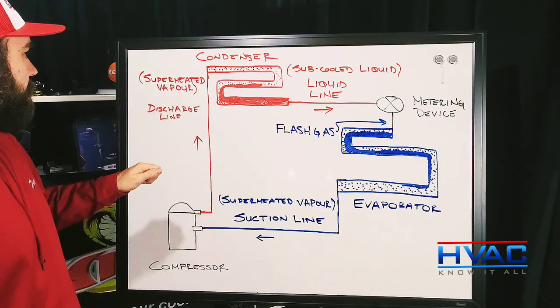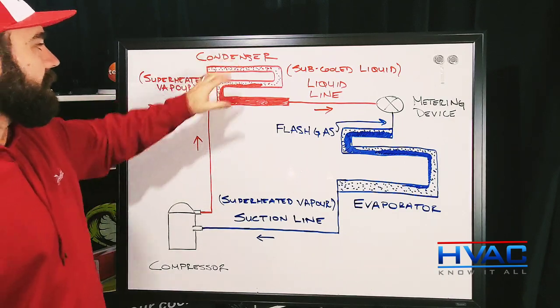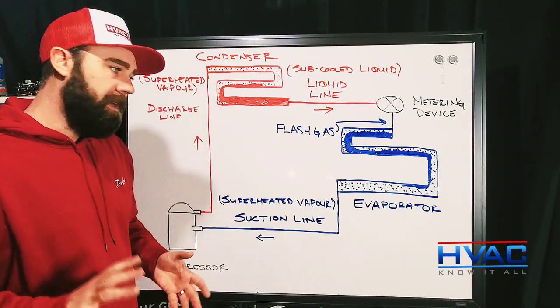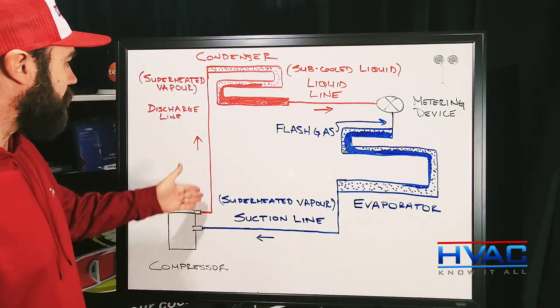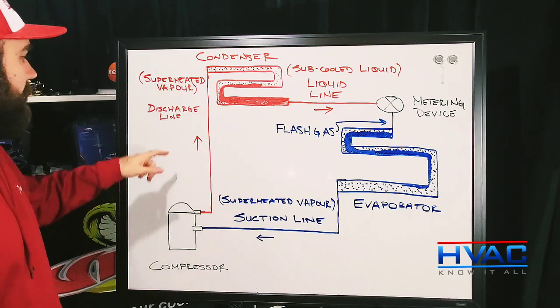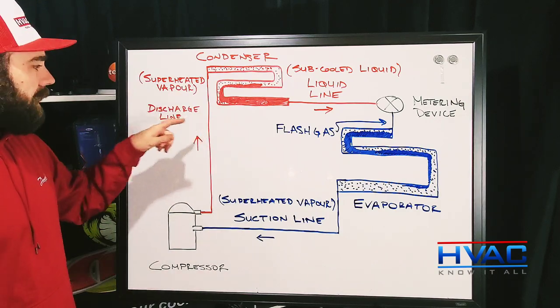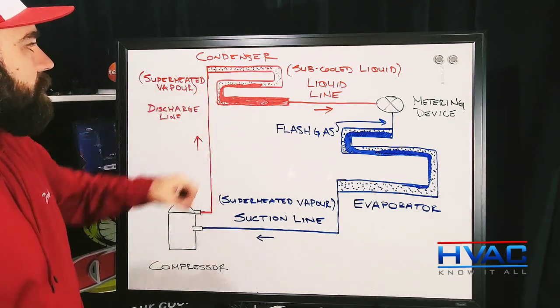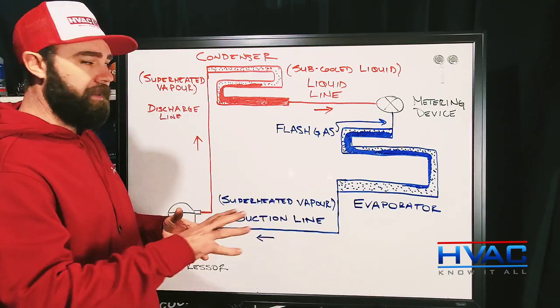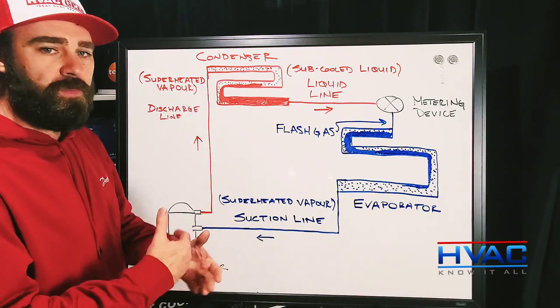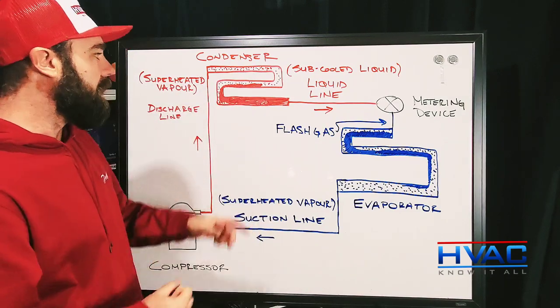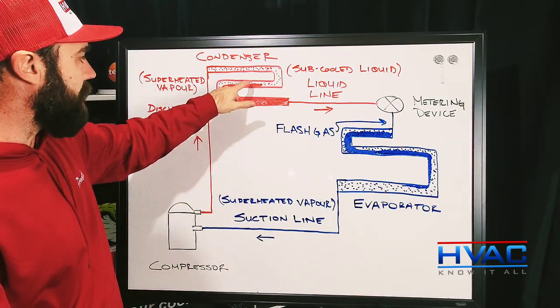So we're going to move through this system, superheated vapor. We're in the condenser now. Remember, the condenser's job is to reject heat to a place where it doesn't matter. So the discharge gas is going to move in. It is high temperature, high pressure. So what the condenser does is start to cool that vapor refrigerant. As we cool it, we're de-superheating. We're removing that superheat. We're bringing that to saturation.